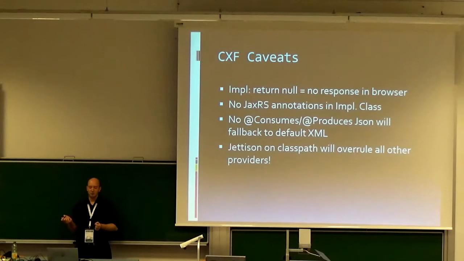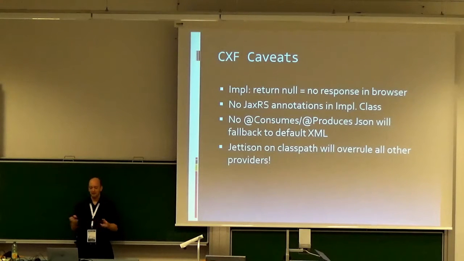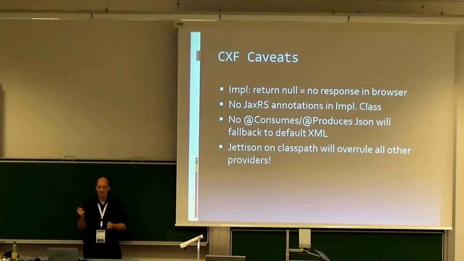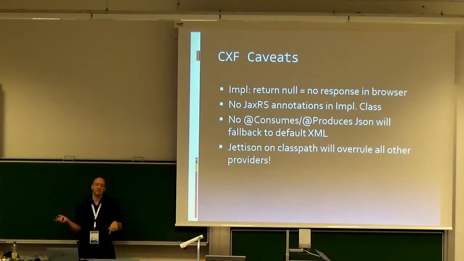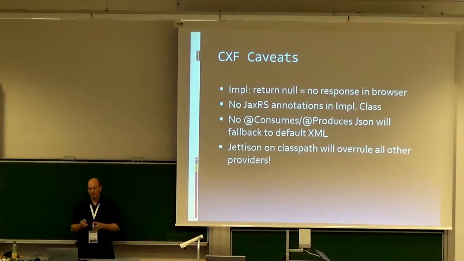And if you don't add Consumes and Produces JSON at the interface, it will automatically use XML, because Statifier is originally based on XML, and this is the default. And don't put Jettison on the class path if you want to use the Fast XML JSON providers, because Jettison will overrule anything. If you have Jettison on the class path, it doesn't work, so you simply have to remove it to get it to work.